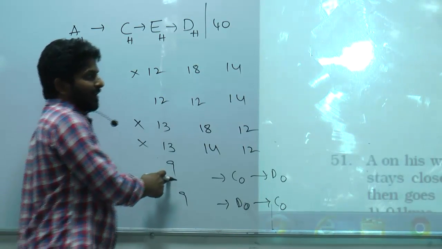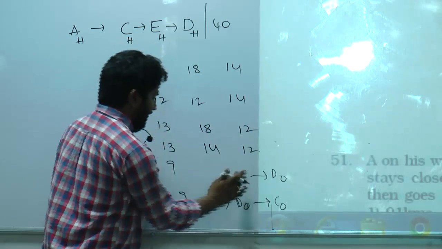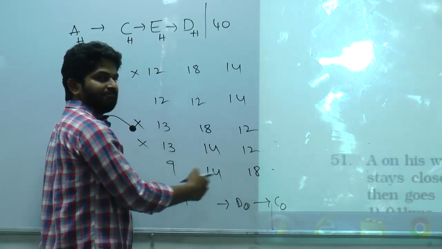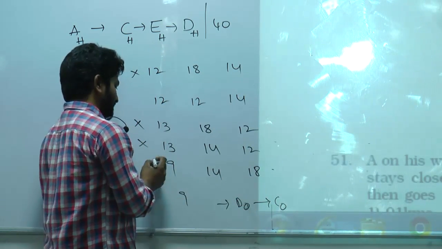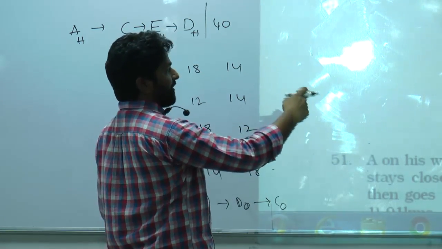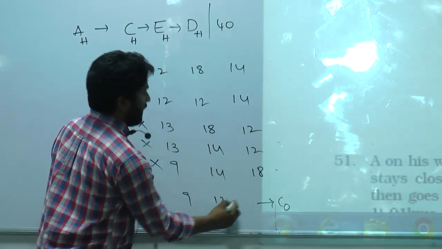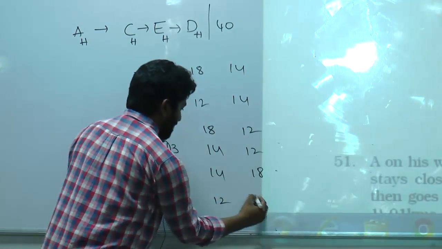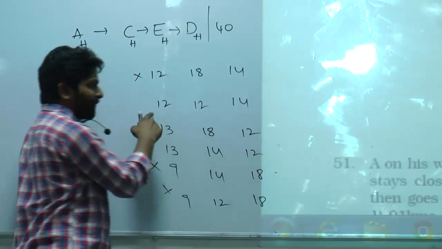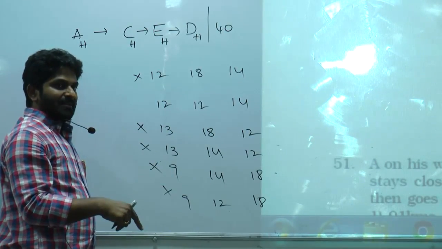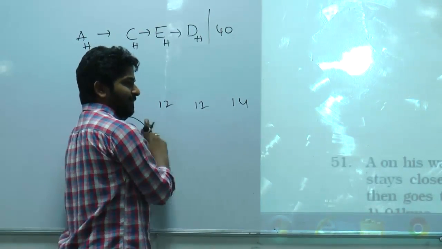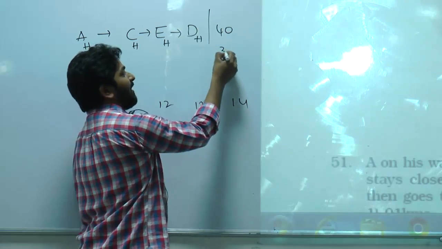Now we are at E office. E office to C office, 14. C office to D office, 18. Ruled out, more than 40. This cannot be your combination. E office to D office, 12. D office to C office, 18. How much is this? 39. This cannot be your combination. This is the one where we are getting least distance. Correct? Next. How much is this? 38.